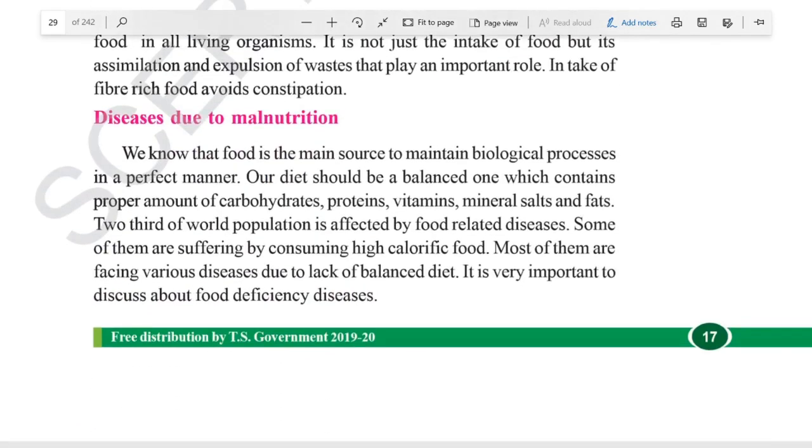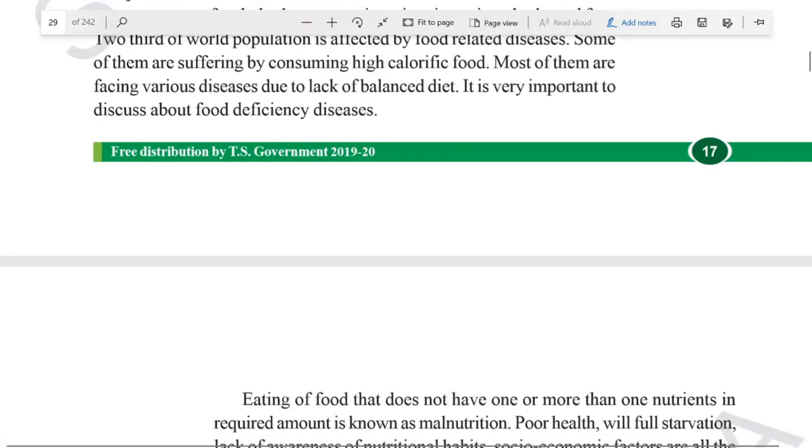Diseases. These are the components of food: carbohydrates, proteins, vitamins, minerals, salts and fats. If any of these is more or less in quantity, it causes a disease. So everything should be balanced. If anything is in deficiency or excess, what are the diseases?